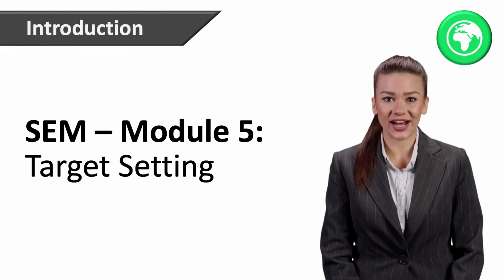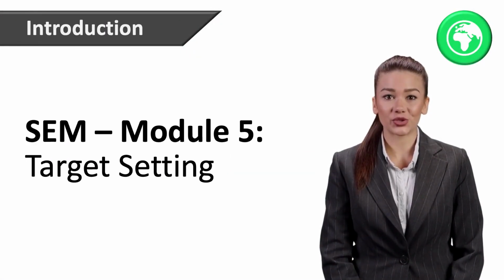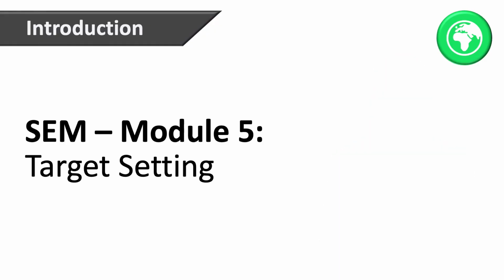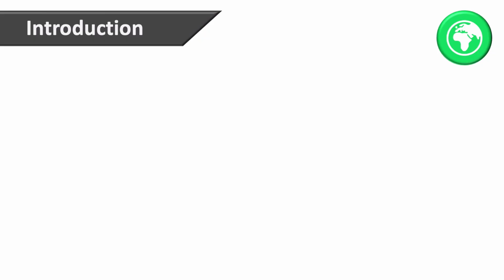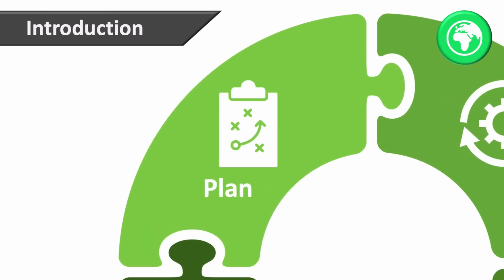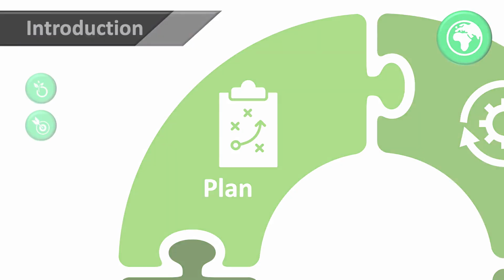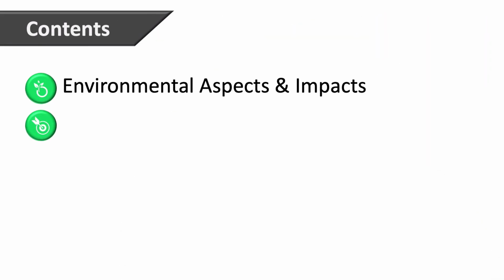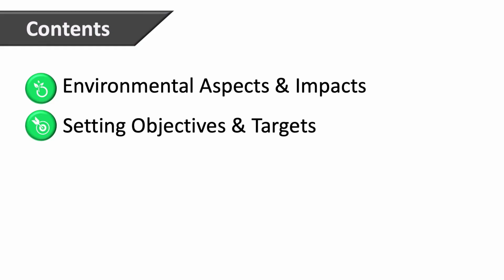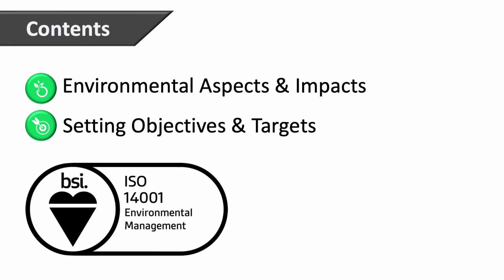The Sustainability and Environmental Management Training, Module 5. In this fifth module, we will look at target setting. Here, we will first continue looking at the plan stage of the Environmental Management System, or EMS. And so, we will first look at environmental aspects and impacts, and setting objectives and targets. These are two important requirements of ISO 14001 and necessary for any EMS.